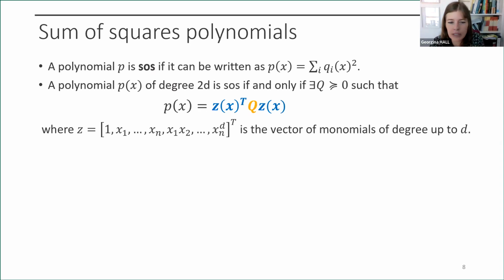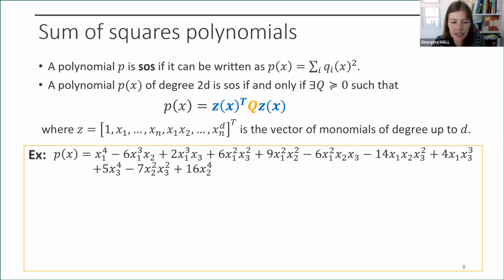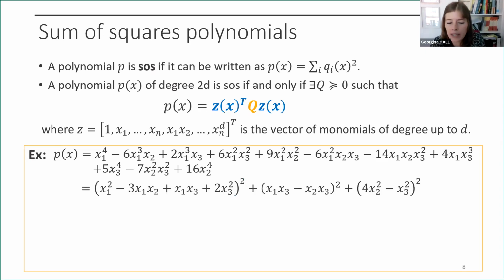A polynomial P of x of degree 2D is a sum of squares if and only if you can find a positive semi-definite Q. So this is a matrix Q that has non-negative eigenvalues, such that P of x equals Z of x transpose Q Z of x, and Z of x here is the vector of monomials of degree D. In other words, if I go back to my initial polynomial, I can certify that it's non-negative by showing that it is a sum of squares, because a square is non-negative, so sums of squares are also non-negative. My initial question to you was, is this polynomial non-negative? The answer is yes, because it can be written as this sum of squares decomposition.